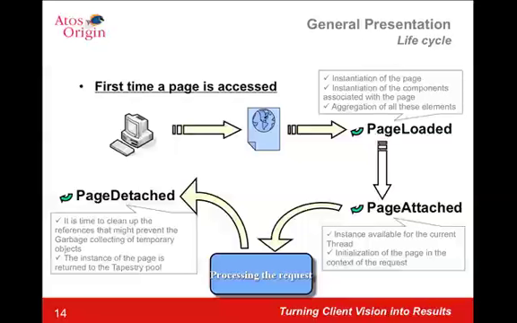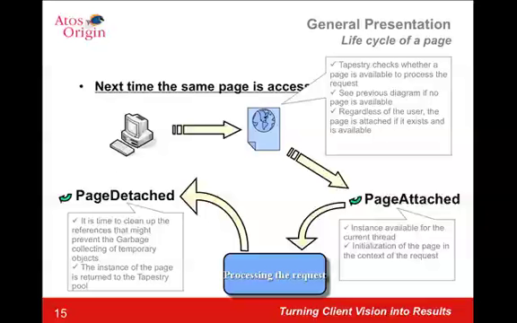Once the page has been loaded, it will attach this instance to the current thread. This is the page attached event. The page is executed. At the end of the request processing, the page is detached. The Java instance is cleaned. You can add extra cleaning if you want, and Tapestry will put this instance back to the pool.